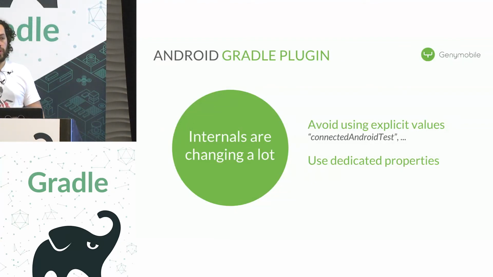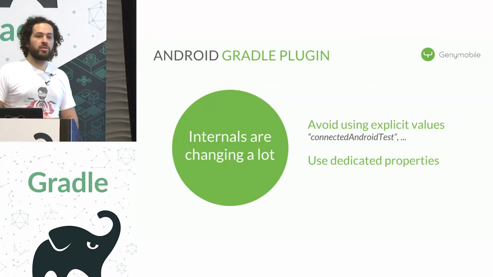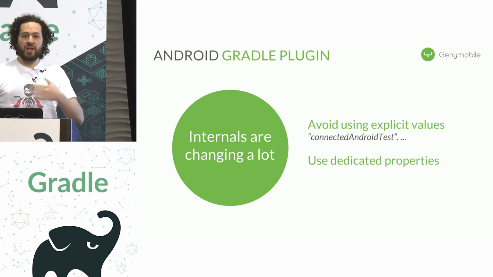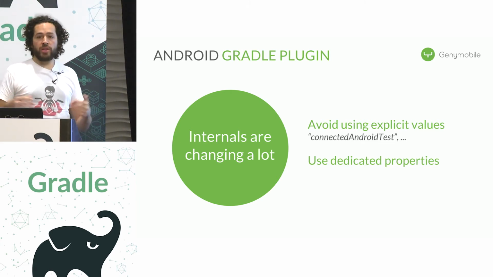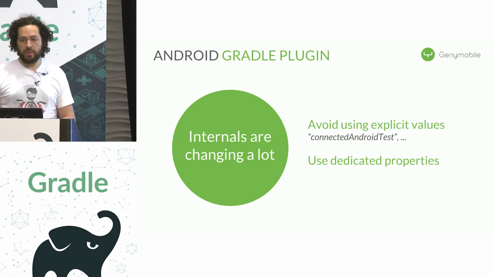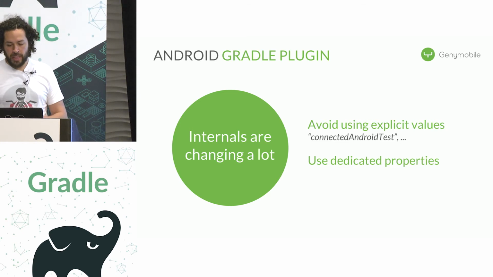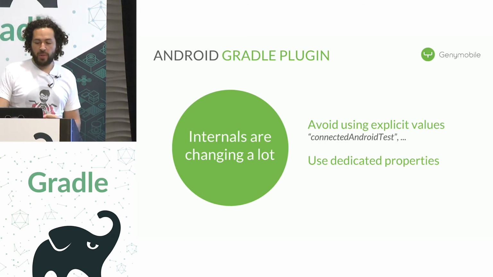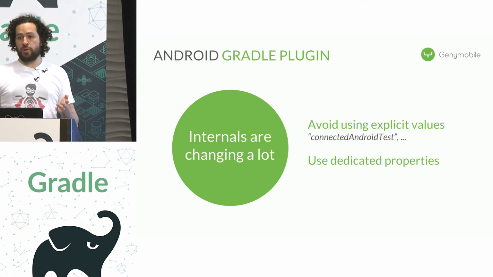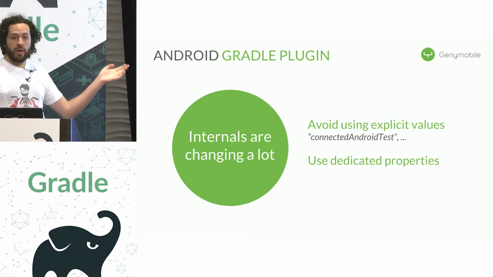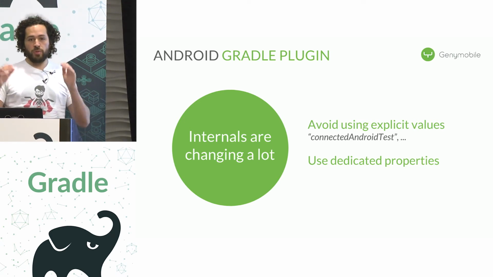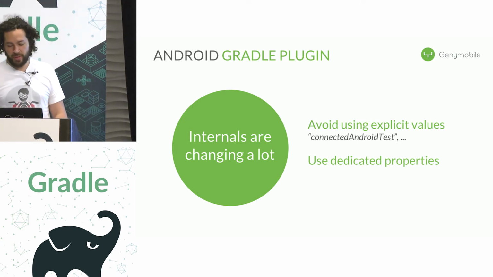Another point that is really important is that you must not assume that explicit values are always the same. I will give you an example about that, because this caused me some problems at one point when I developed this. So you must use dedicated properties, you know, the properties that are explained in the documentation. Even if the documentation is false, you must use these kinds of properties.